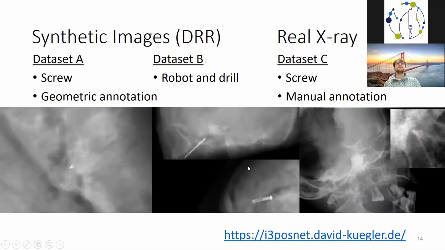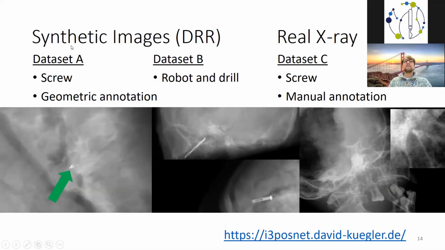And for this, we have to generate a data set. In this work, we generate a 3-part data set. It consists of an A type, which consists of synthetic images, and we can see that we have this screw, which is well visible in this left image here. Then we have the robotic arm and drill to see if this generalizes to other types of instruments. And finally, we have the data set that we acquired using a real X-ray setup, which also uses the same screw as data set A.